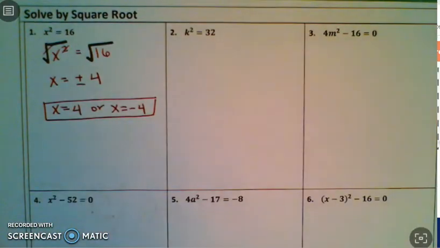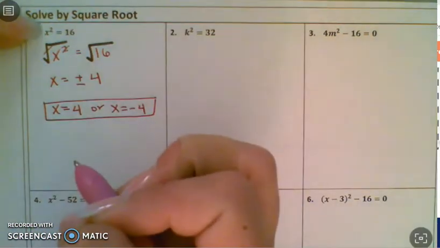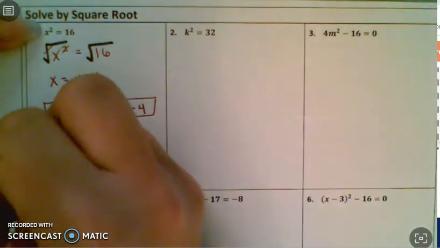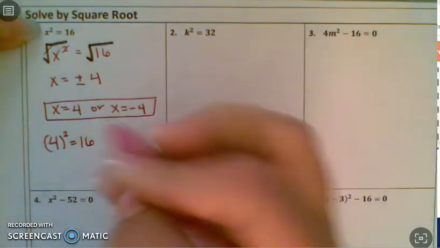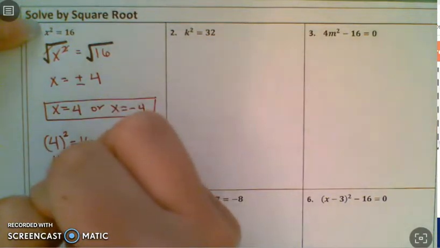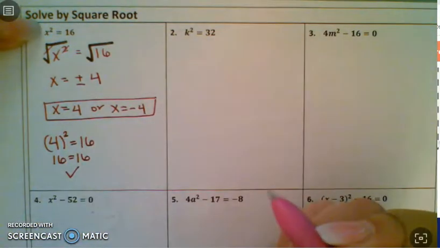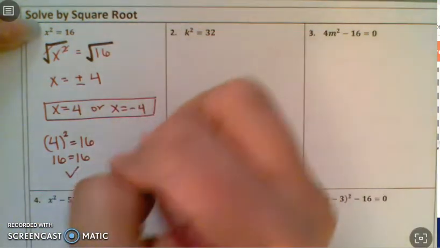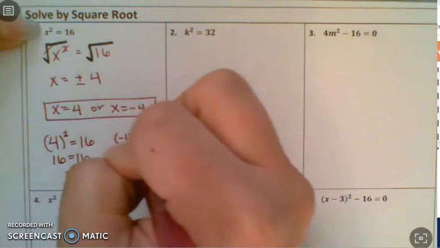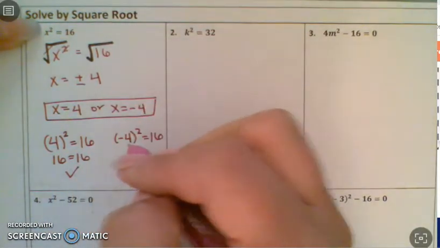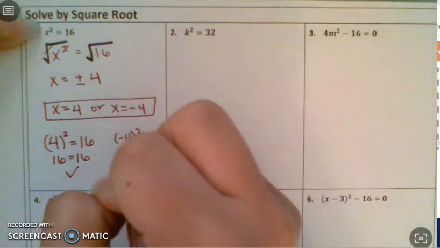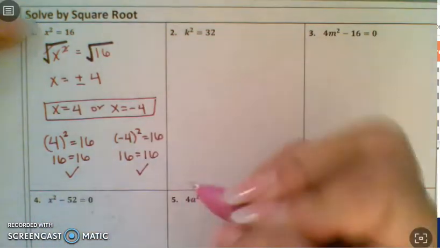And then we can check our work like we did before. So we're going to plug it back into the original. So I have 4 squared has to equal 16. Well, 4 squared is 16, so that's true. Then I'm going to use negative 4. So negative 4 squared has to equal 16. Well, negative 4 squared means negative 4 times negative 4, which is 16 equal to 16, so it works.